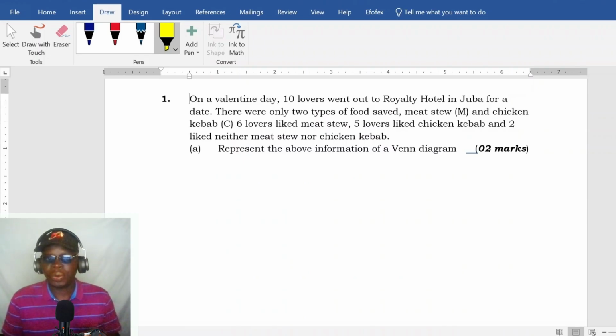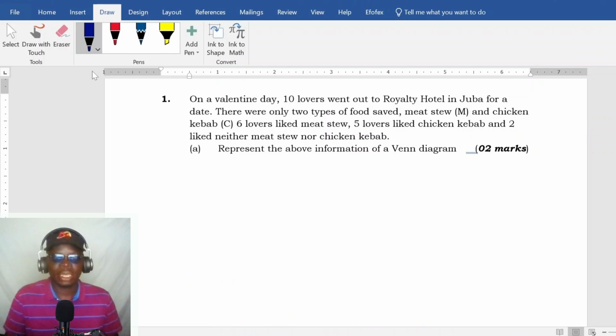After going through the question, the next thing is to collect some data from it. Let's read again and collect our data. On a Valentine's Day, 10 lovers went out to a hotel. The total number of people who went to that hotel is the universal set, so the number in the universal set is 10 lovers. There were only 2 types of food served: meat stew, that is N.